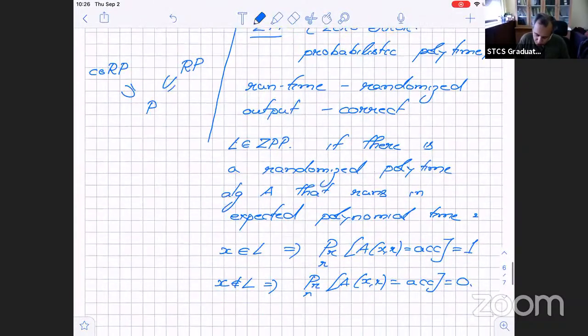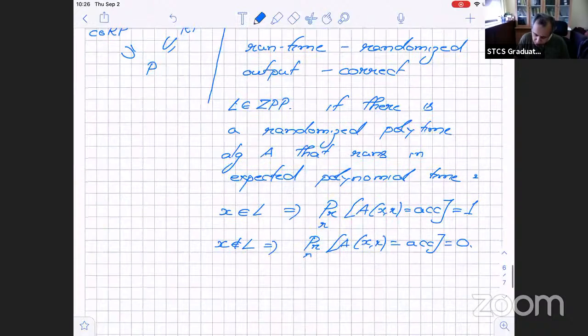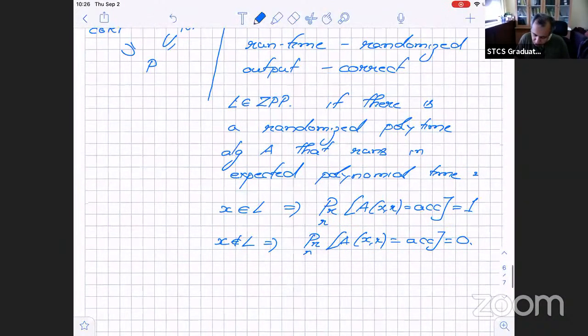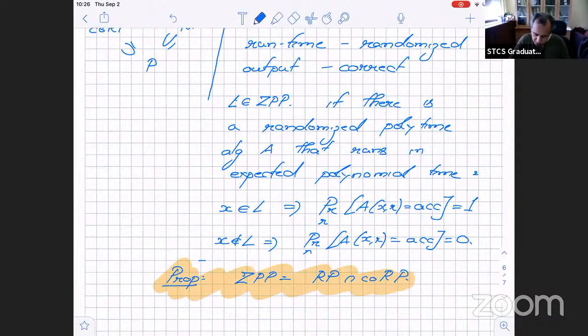We won't do this, but it is not hard to see. There's a proposition that ZPP is actually just RP intersection co-RP. I can put this in the homework. It's not hard to see. It's also not hard to see that ZPP is in BPP.